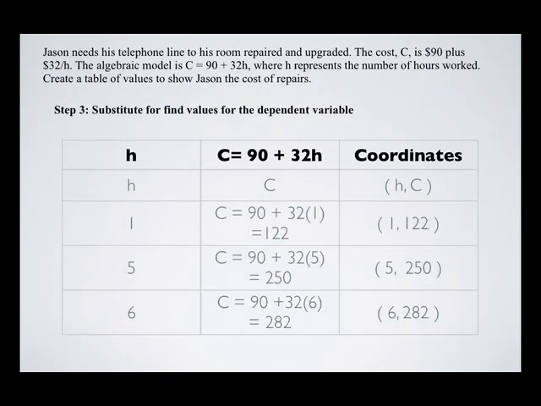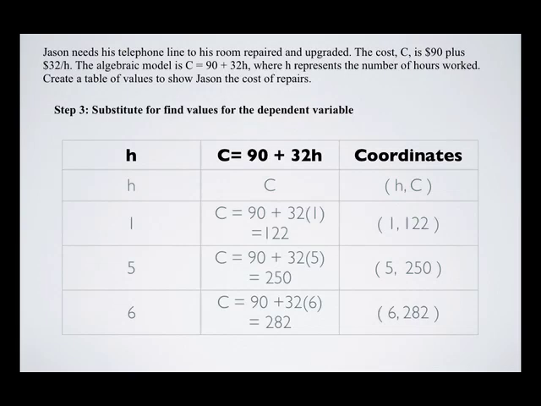Step 3 is to substitute to find values for the dependent variable. So here we substitute our value of H into the equation. So we have C is equal to 90 plus 32 times 1 hour for a total of $122 as the cost of repair for 1 hour. We then take our value of our independent variable and our dependent variable and put them together in the coordinates column. You can see that we've done this for points 5 and 6 as well.